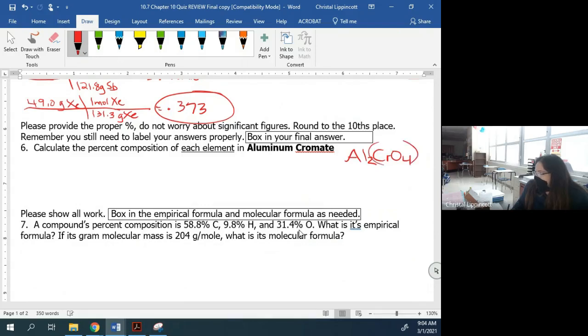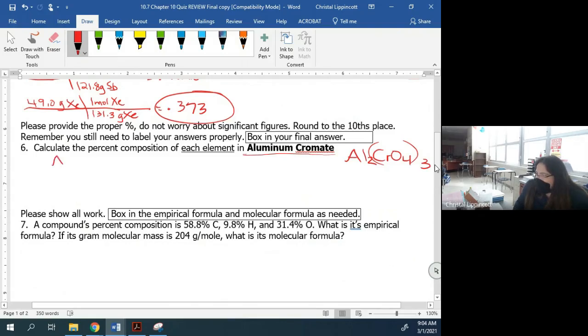And then this needs to be a 3 here. Okay, so I have my aluminum chromate. You're going to have to be able to write the formula for aluminum chromate to get the correct percent composition for this. Does that make sense?